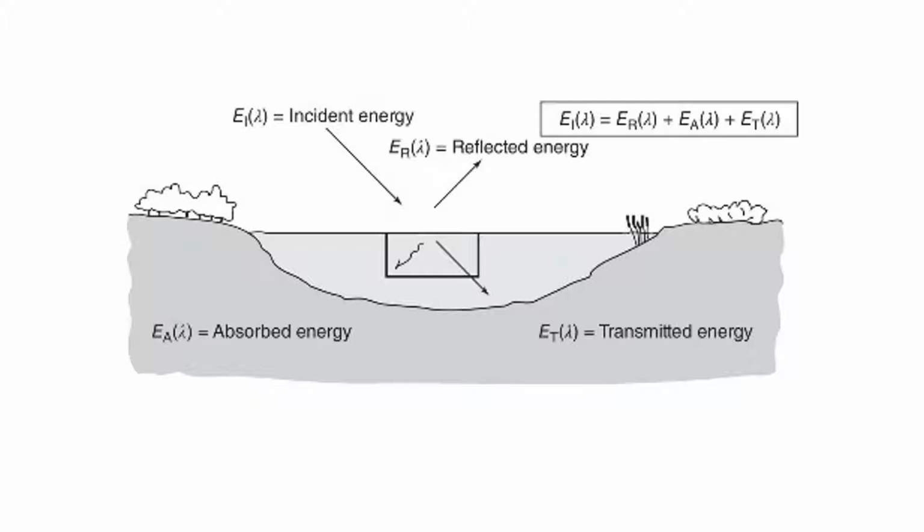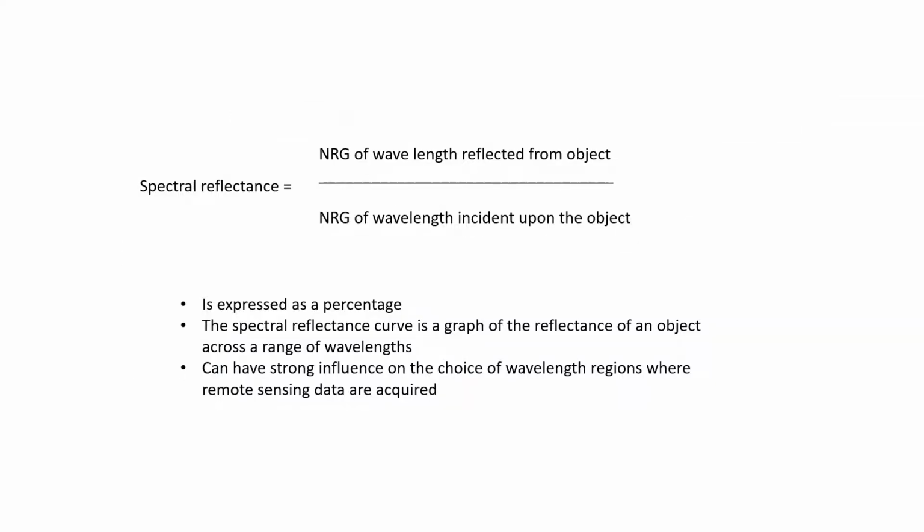If I ask you to explain the energy of incidence and the associated fate of it, you should be able to tell me that the energy comes from some source, whether it's passive or active. It hits a target. Upon hitting the target, some is absorbed by the target, some is transmitted through the target, some is reflected from the target. Same thing we're talking about here.